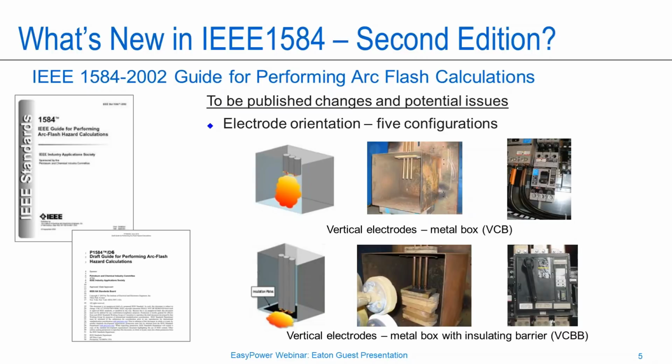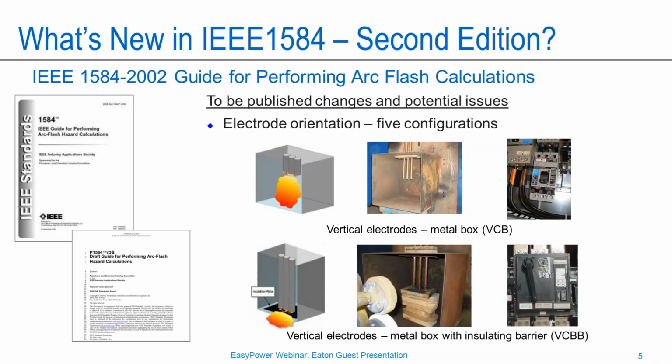The second configuration is the VCBB with an insulating barrier. And what was done here was just a recognition that, and you can see the test setup where we've got the conductors, and the conductors are actually lodged against a barrier, and the trigger wire is set up at the bottom of the electrodes. And so in this case, the arc event goes out, hits the barrier, and then again is reflected off and moves out of the box. So a little bit different configuration.